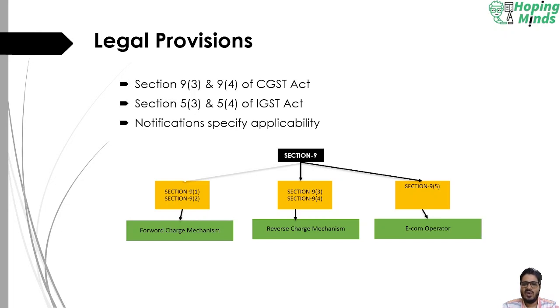So let us see how Section 9 works. Section 9, subsection 1 and subsection 2 govern the forward charge mechanism, whereas Section 9, subsection 3 and subsection 4 govern the reverse charge mechanism, whereas Section 9, subsection 5 governs the e-commerce operators.